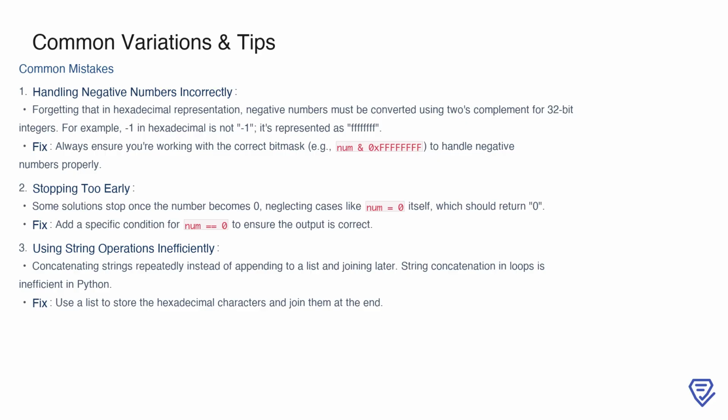Second, stopping too early when generating the hexadecimal string. Some solutions terminate as soon as the number becomes 0, but this can lead to issues with cases like number equals 0, which should return 0. A simple fix is to add an explicit condition for number equals 0 to ensure the output is handled properly. Lastly, inefficient string operations can slow down your solution. Repeatedly concatenating strings in a loop is costly in Python. Instead, store the hexadecimal characters in a list and join them at the end for better performance.